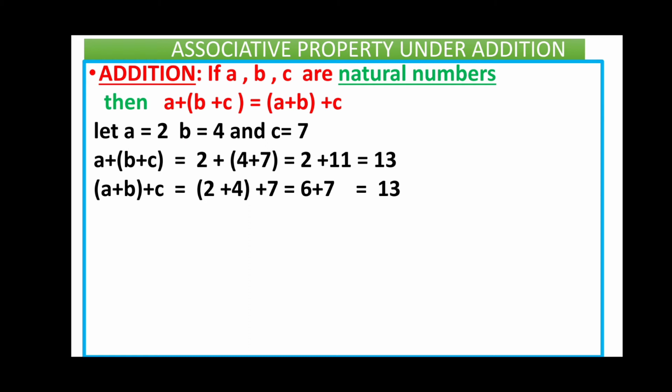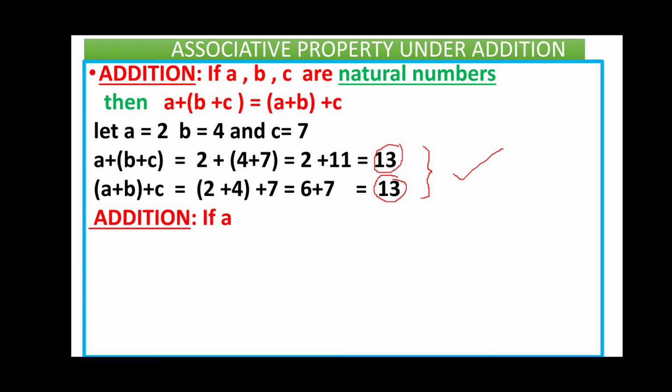First we have to always solve the numbers which are in the bracket. Here we are using the BODMAS rule. 6 plus 7 which gives 13. If you observe A + (B + C) and (A + B) + C, both values are the same. Both are 13. So, the associative property of natural numbers under addition is satisfied.